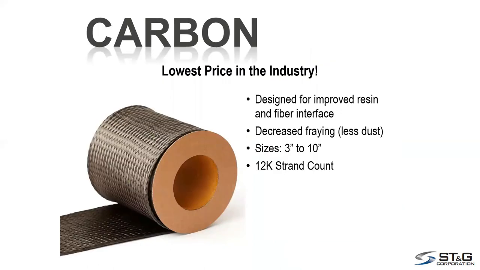So carbon, we have a 12K carbon as well. So if you like 12K carbon, come check out our carbon with the 12K. We have different widths, different sizes, and it should help fulfill a lot of your material needs, whether it be the NSP, the Paralex, or 12K and the Ultra 6 carbon.